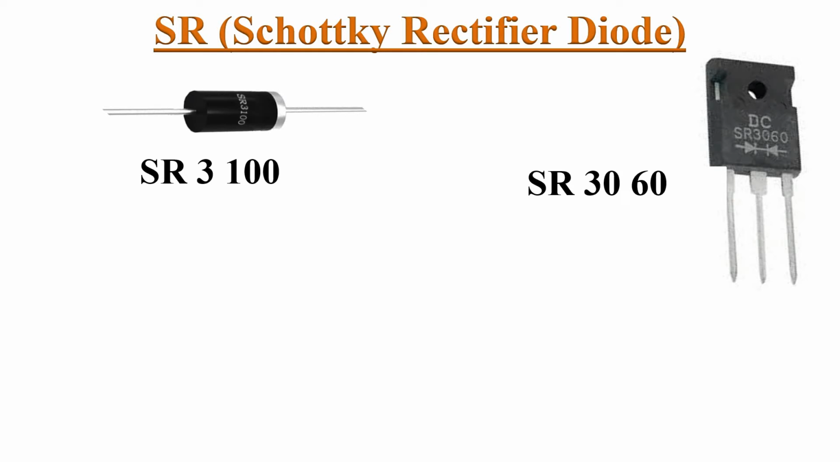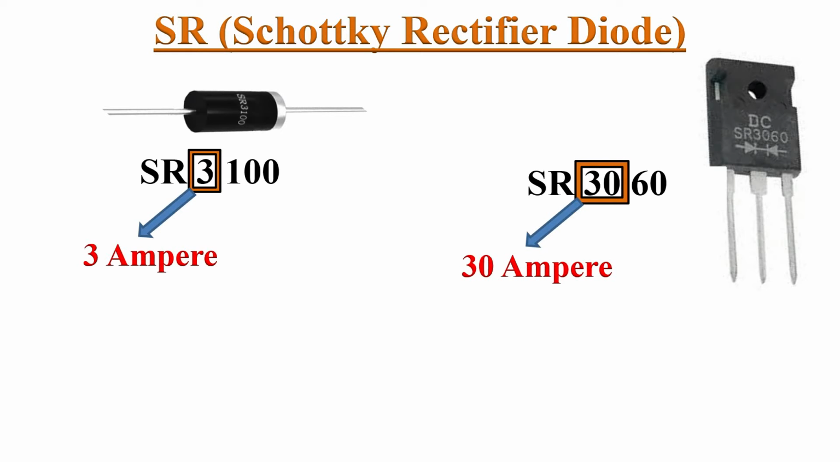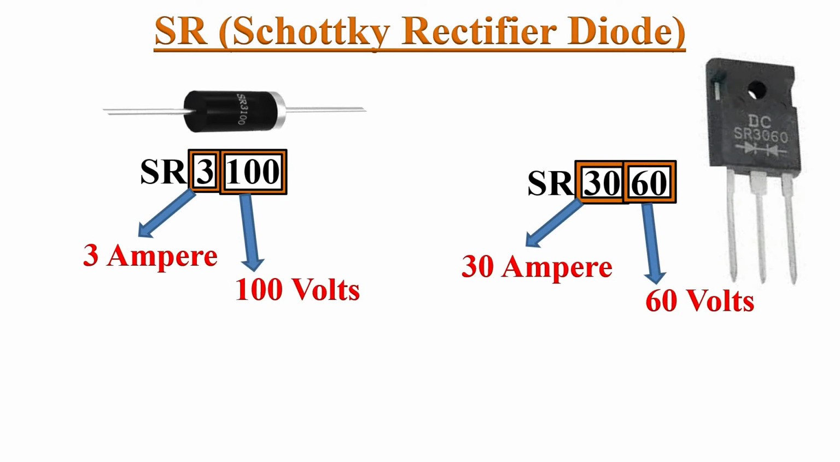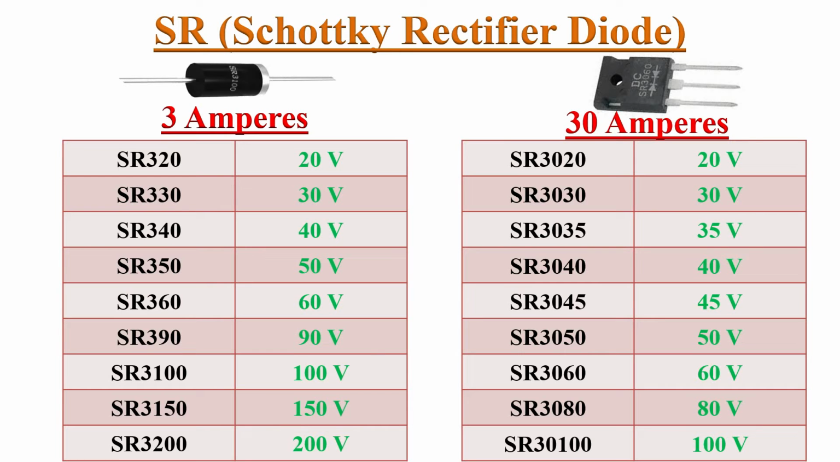SR series diodes are Schottky rectifier diodes. For high current applications, we use 3-pin Schottky rectifier diodes. The first numeric digit denotes its current rating, while the next digits denote its voltage rating. The 3 ampere and 30 ampere Schottky rectifier diodes' voltage ratings are listed here.